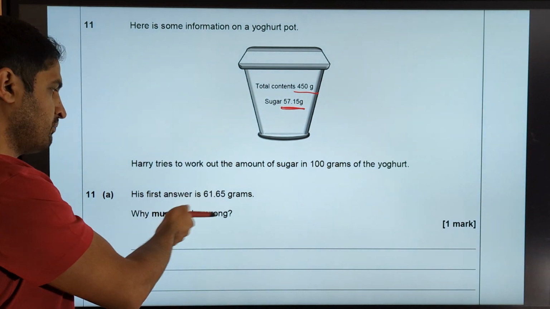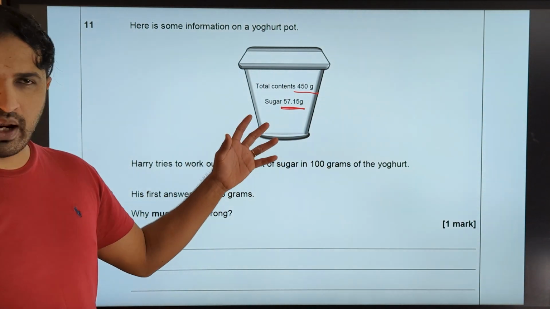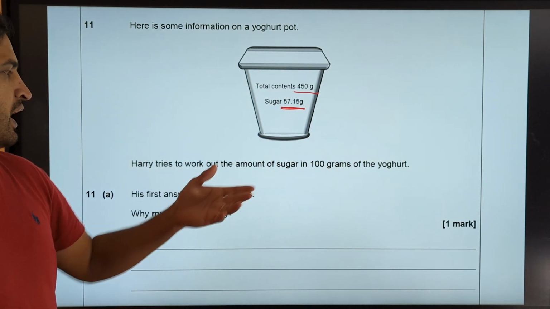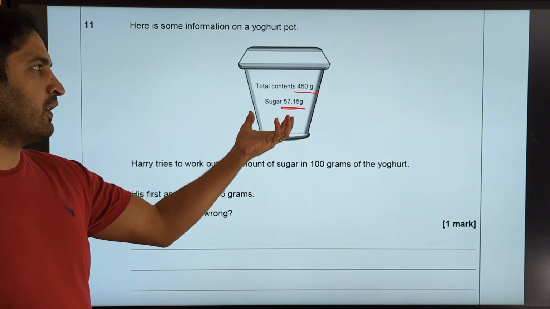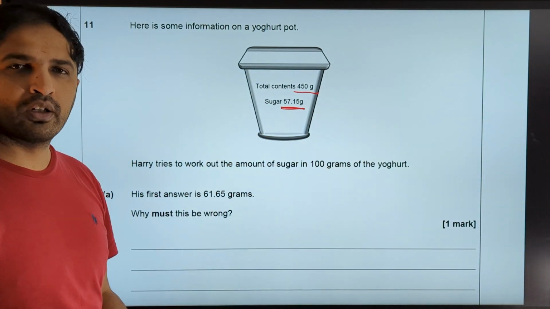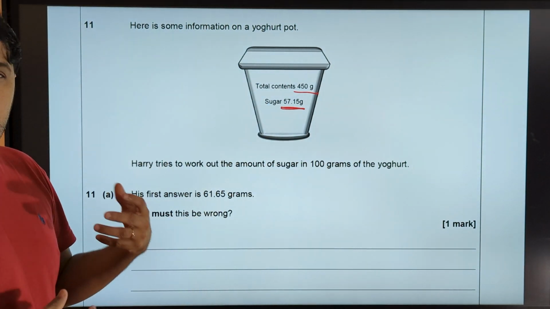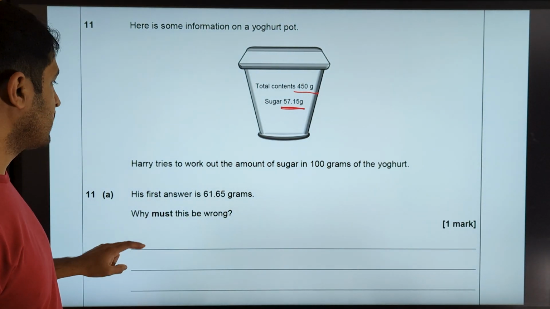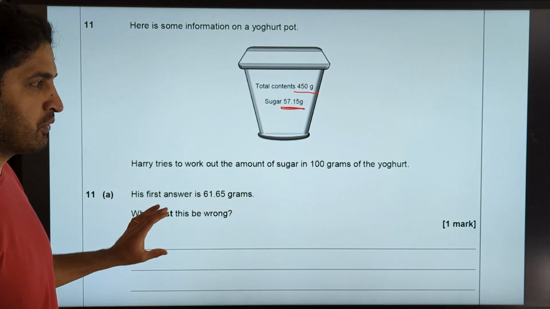Okay, so that's clearly something wrong, and that's what you have to say to actually get marked. Why must this be wrong? You cannot have more sugar in 100 grams that weighs 4.5 times less than the whole pot. Okay, but generally work out the actual answer, and it will be a lot easier to work with it. And that's the first mark.